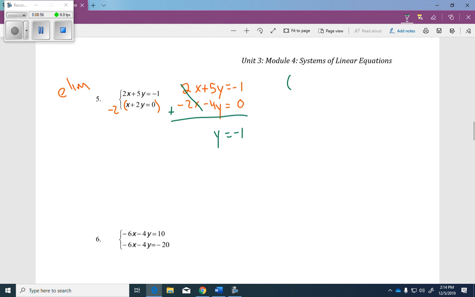Got my y. I have to plug this into one of the equations to find x. So I'm going to plug it into the second equation. It really doesn't matter what equation you plug it into. You should get the same answer. But in place of y, I'll put the -1. I'm trying to figure out what x is. X is 2.